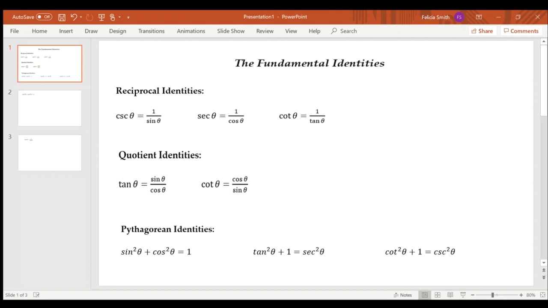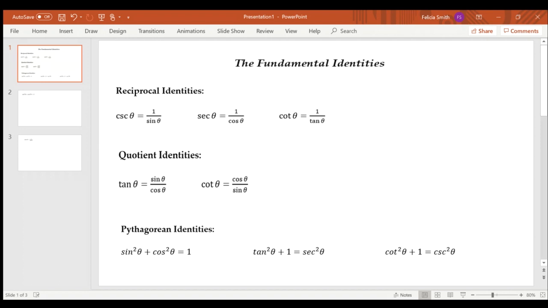Now, I have a lot of students that'll ask, do I need to memorize each of these fundamental identities? The answer there is both yes and no. You don't necessarily need to memorize them, but you do need to understand what they are and how to use them. The more you use them, the easier it's going to be to remember them.